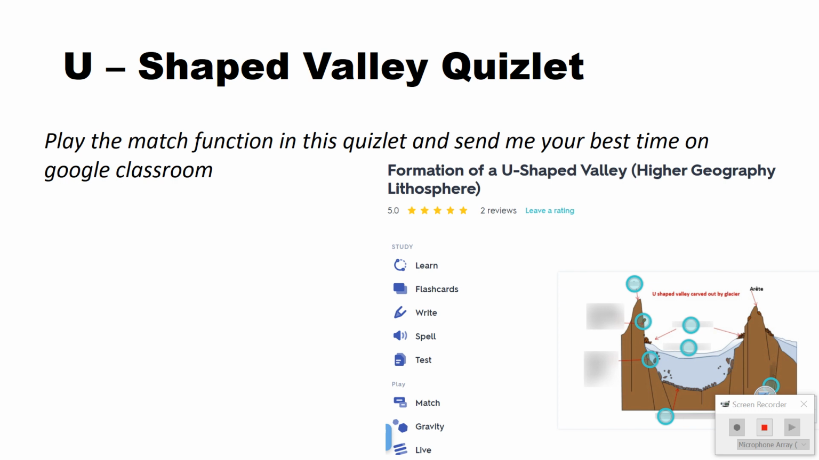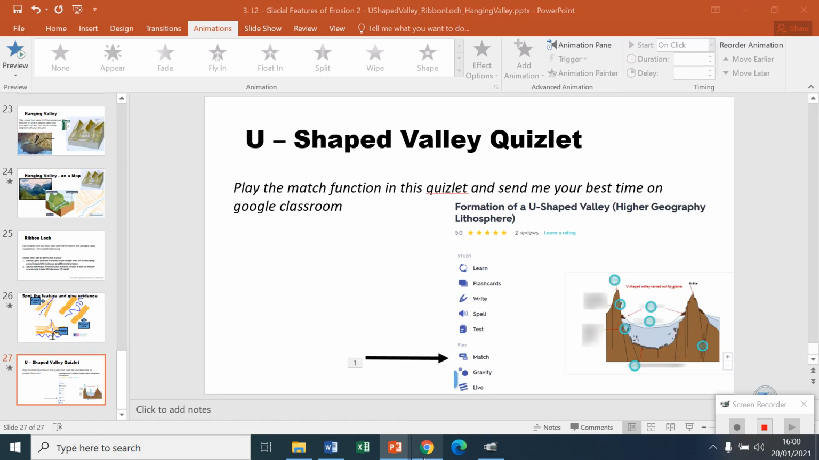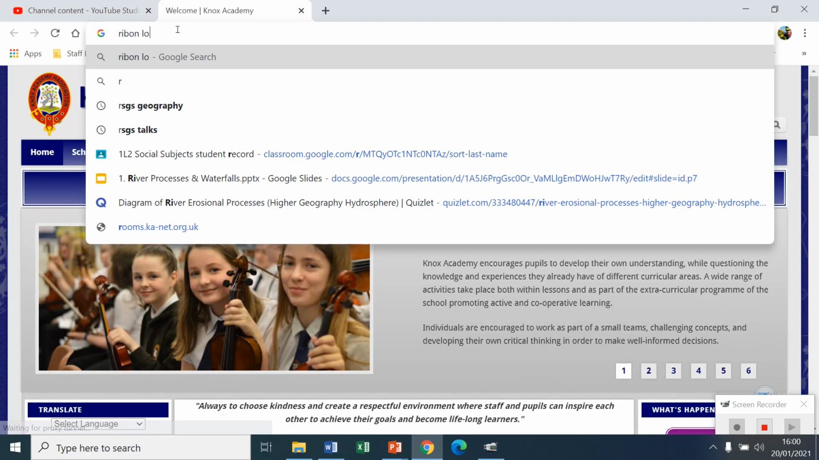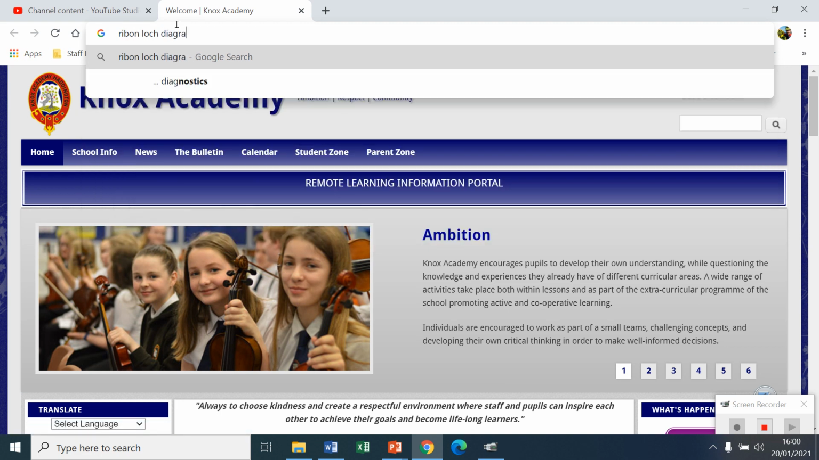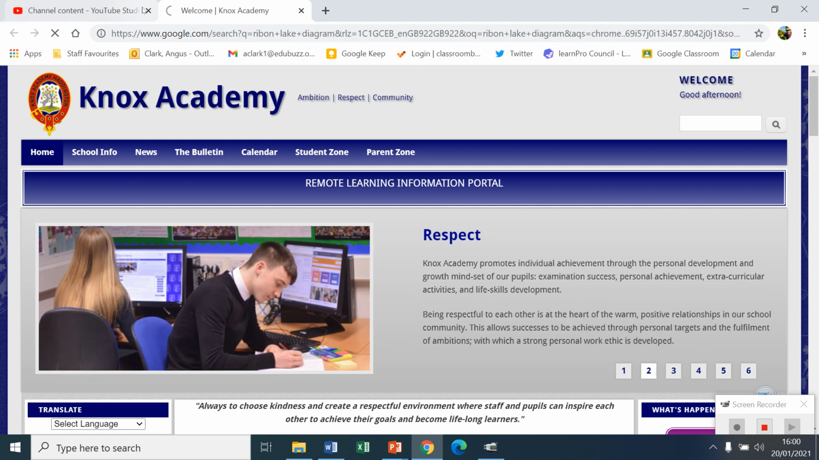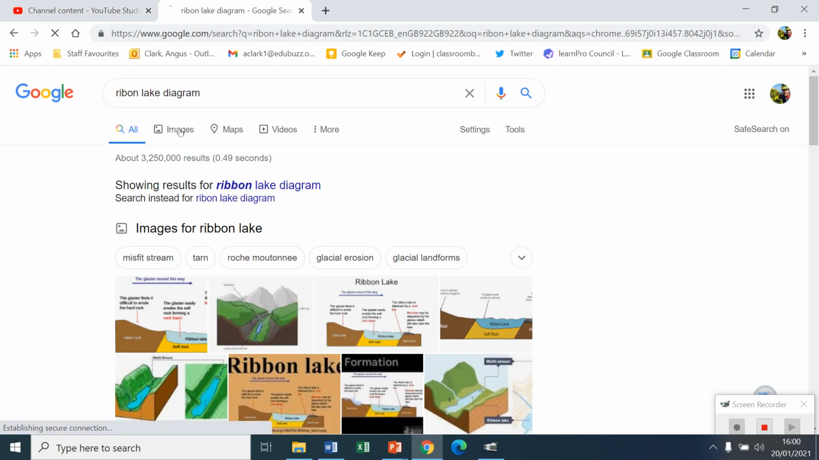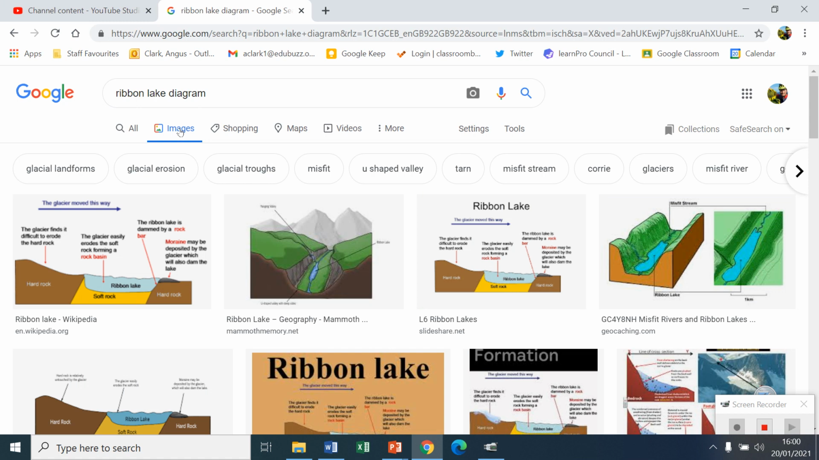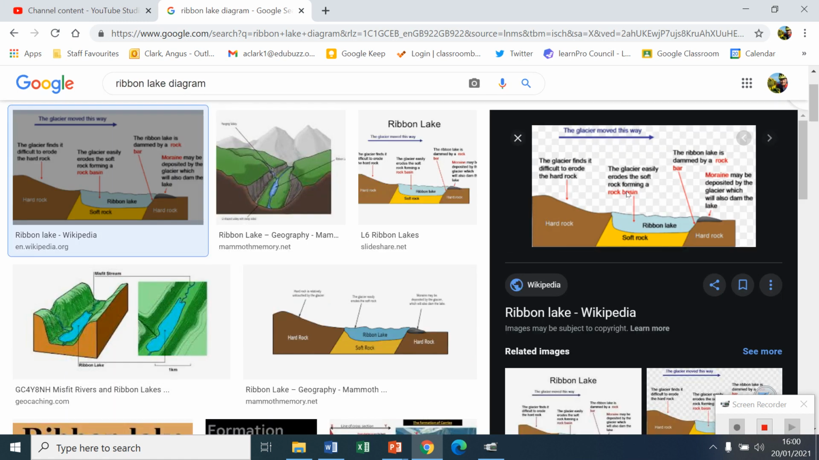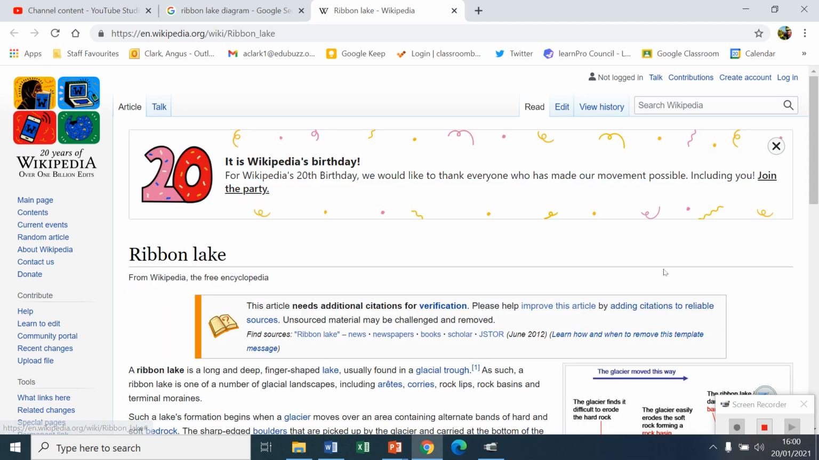I'll just show you a picture of a ribbon loch or diagram to give you a little bit of a better explanation. I'll put that into the Google Slides. I haven't done that just yet. So we'll show you that just now. Ribbon loch diagram. So I need to put this one into the slide. I'll just show you it, bigger version.